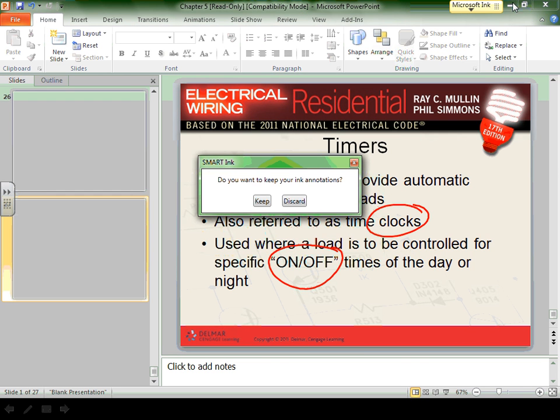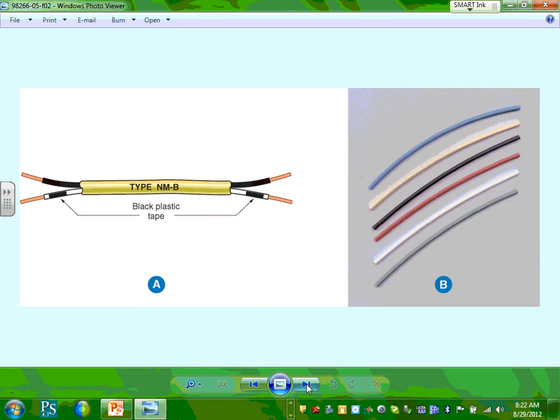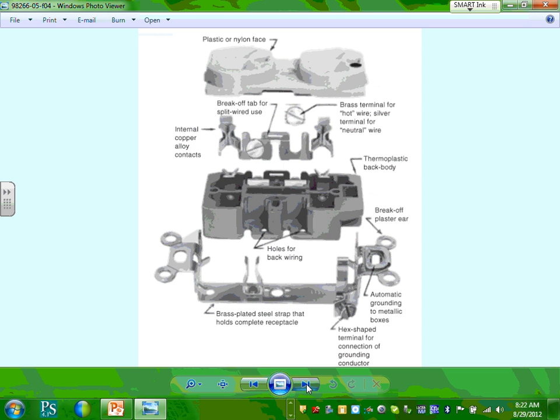Let me quickly show you, oops, disregard that, Chad. A couple of pictures here. So we went over that one, went over that one.